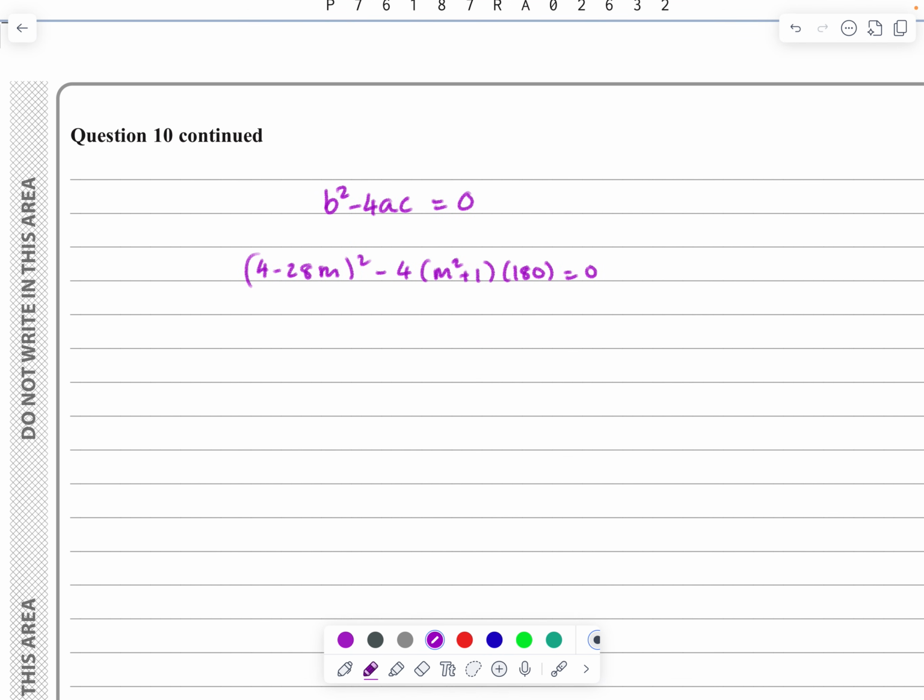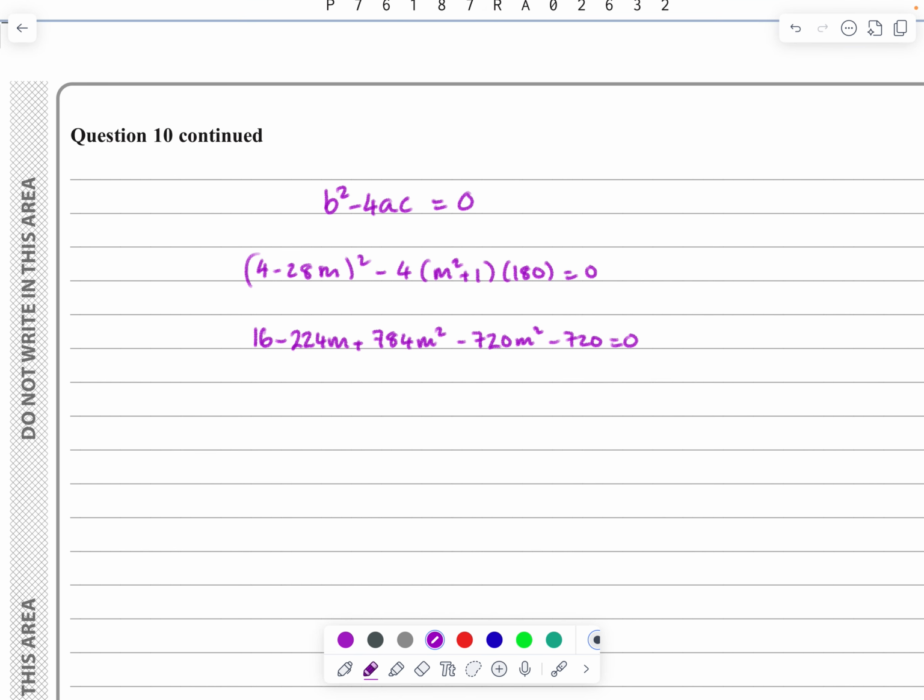Again, I'm going to go really quickly with this, but 4 minus 28m times 4 minus 28m. You take your time over it, but I've already done this. So not very nice numbers at all. You might be thinking you're going completely wrong here, but luckily they give me the final answer, so I can just check this. And even 4m squared plus 1 times 180, that's going to give me minus 720m squared, and it's going to give me minus 720 equals 0.